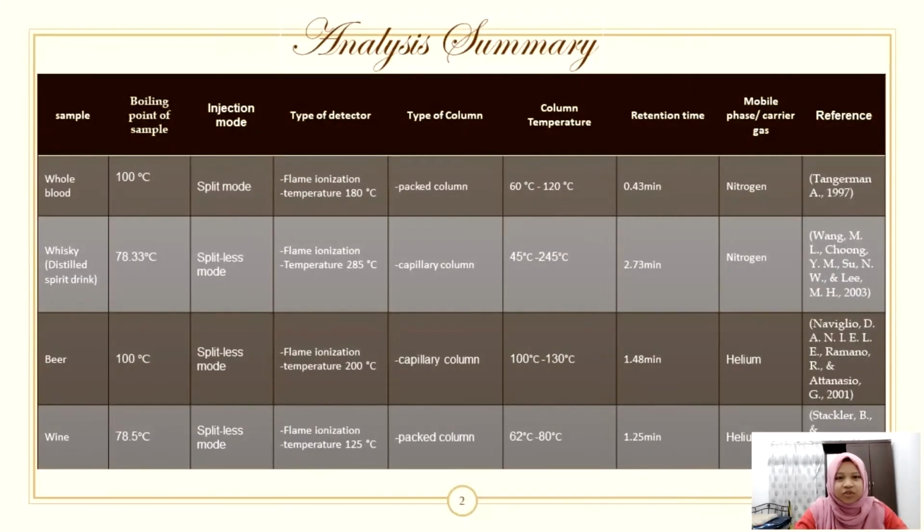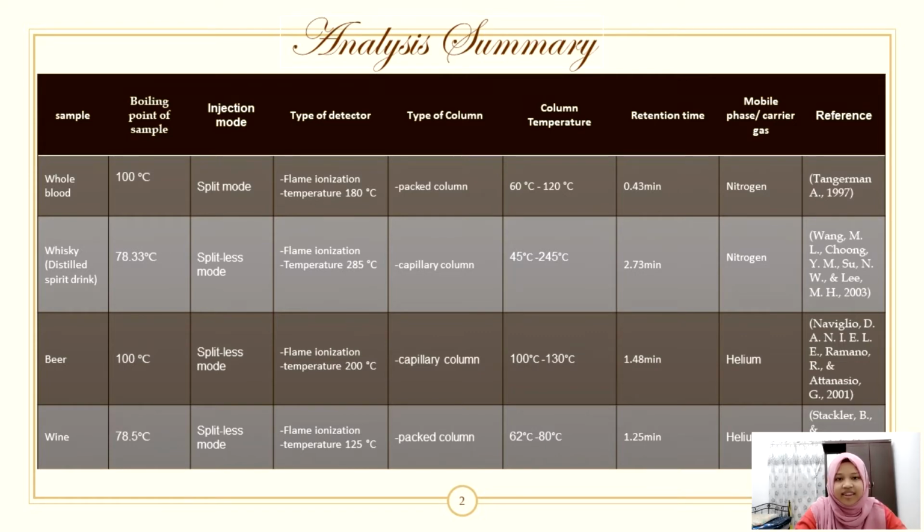So, continuing to the analysis summary in this table, the first column is sample, containing whole blood, whiskey, beer and wine. Next to it is the boiling point of the sample, where 100 degrees Celsius is the highest boiling point and the lowest is 78.32 degrees Celsius.